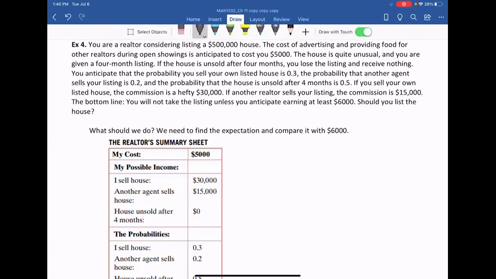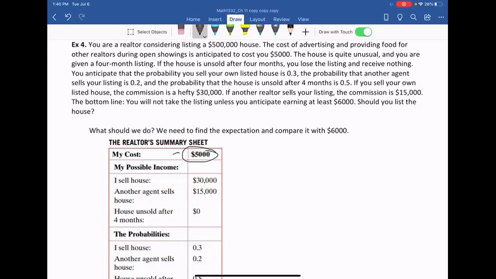So you will spend $5,000 if you list the house online or on the market. You need to pay for the photos or the website or maintaining the house. So remember, this is your cost. So this is the negative. That means you must pay if you sell the house or list the house.